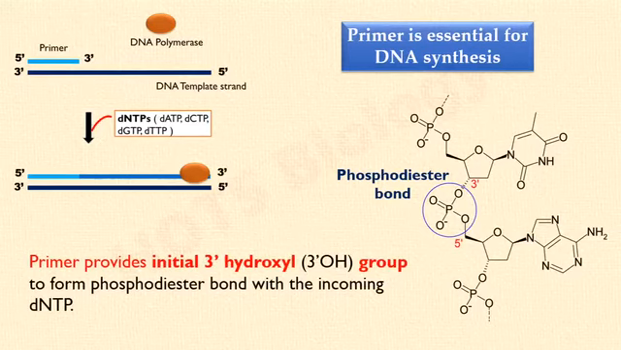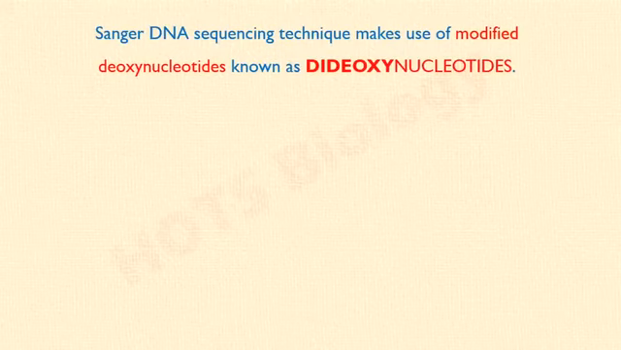Once DNA synthesis is initiated, each deoxynucleotide incorporated in the growing DNA chain has a hydroxyl group at the 3' position of the deoxyribose molecule. And thus, DNA polymerase keeps on elongating the chain. Sanger DNA sequencing technique makes use of modified deoxynucleotides known as dideoxynucleotides. Now, what are these dideoxynucleotides and what is their function in DNA sequencing?